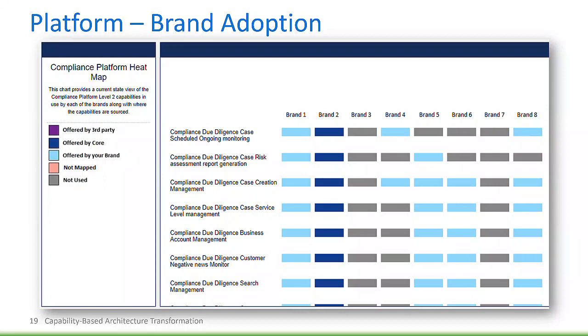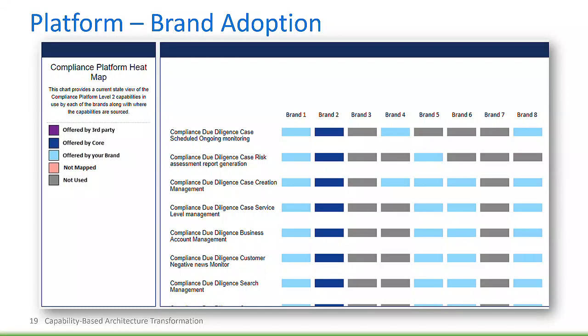So this is just showing a subset of capabilities in the compliance platform. And then, based on the rating on the left, which of these are offered by third party. In this case, none of them are shown in purple. Which ones are offered by the core corporate platform that you're using, which ones are offered by your brand, which ones haven't been mapped or are not needed.